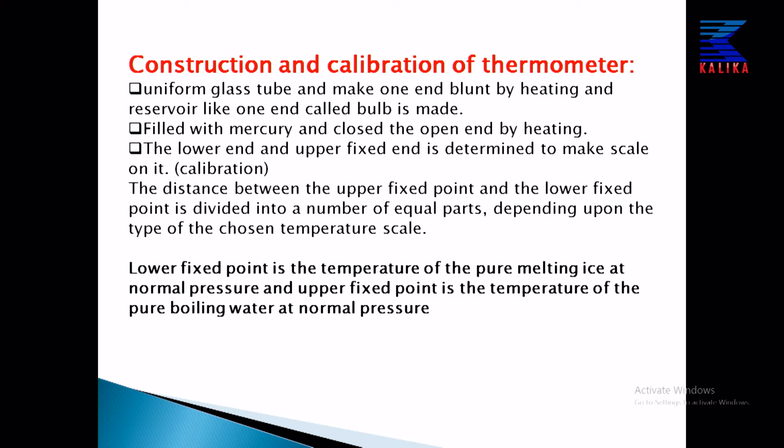So, you can see in this slide, the lower fixed point is the temperature of pure melting ice at normal pressure, and the upper fixed point is the temperature of pure boiling water at normal pressure. So, these 2 points are taken, then it is calibrated, and you can make the desired scales on the thermometer.